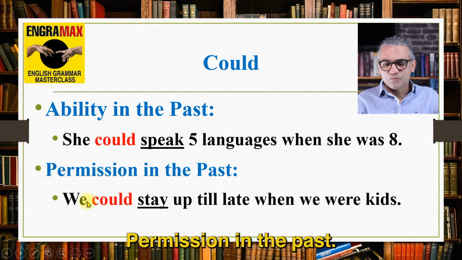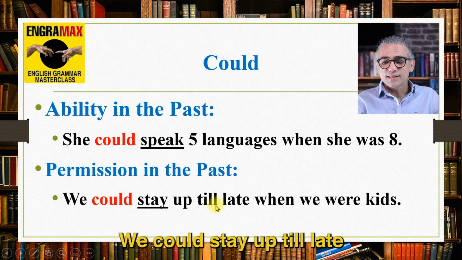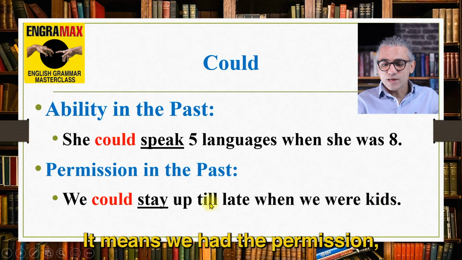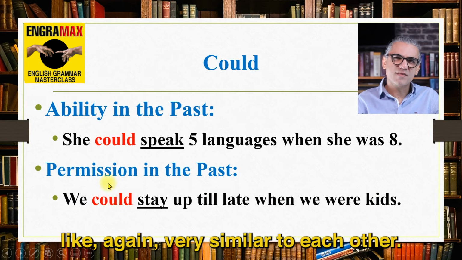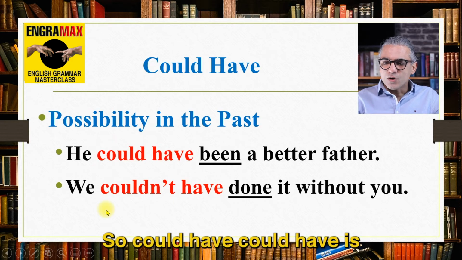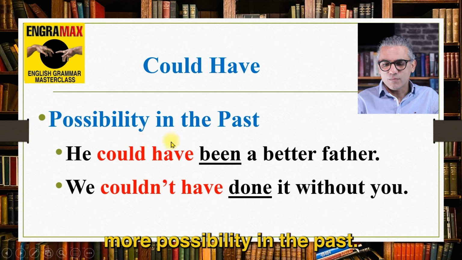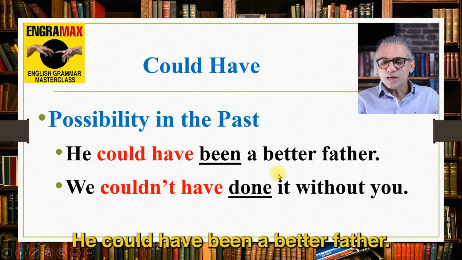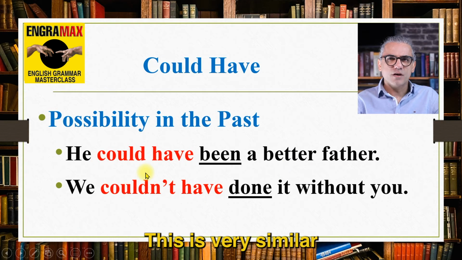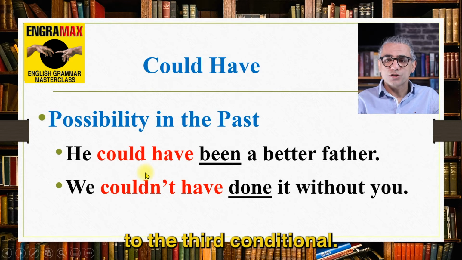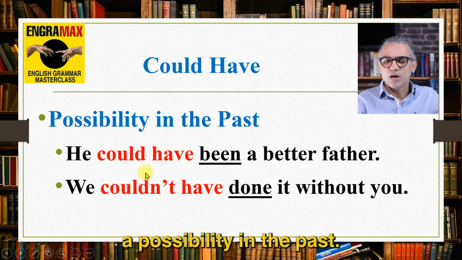Permission in the past. We could stay up till late when we were kids. It means we had the permission. Like, again, very similar to each other. So, could have. Could have is for possibility in the past. He could have been a better father. This is very similar to the third conditional. You're talking about a possibility in the past.